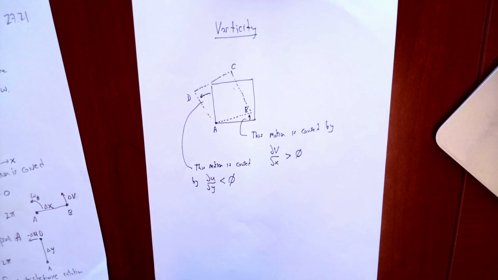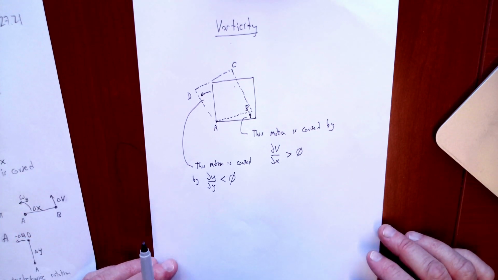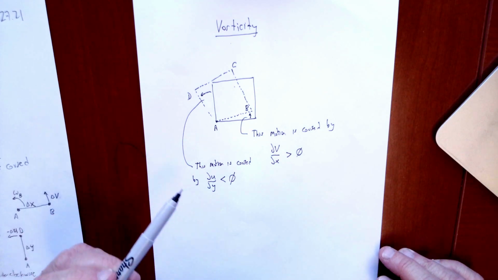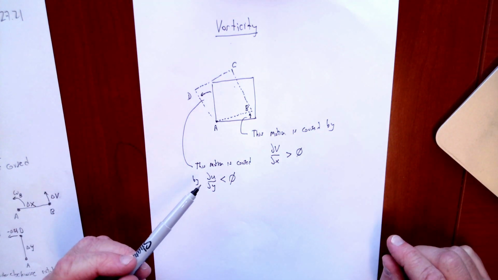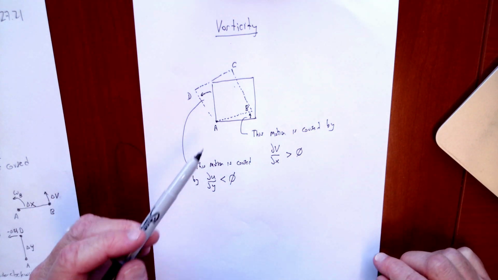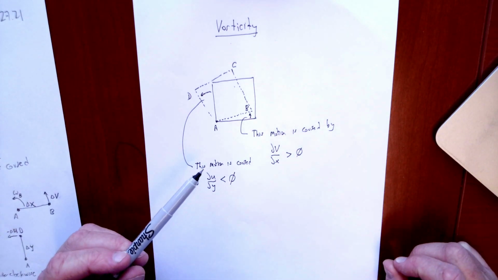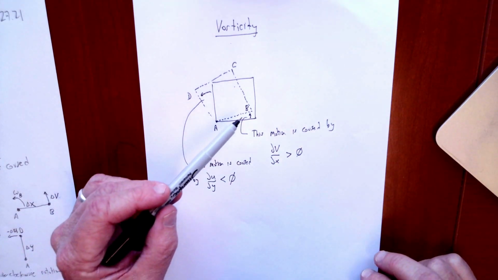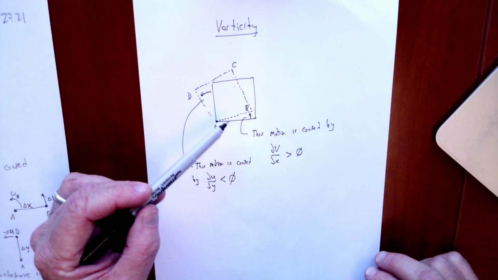So rotation in the flow has significant mathematical consequences, and so it has its own name, and it's called vorticity. Vorticity is a property of a flow, not of a fluid. A fluid flow can have vorticity, and vorticity is a measure of the local rotation in the flow. So let's imagine that we have our packet here, and it's rotating.